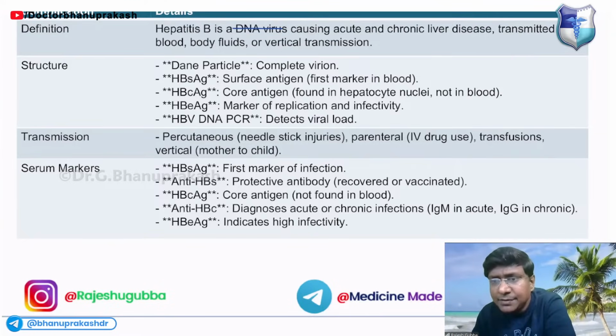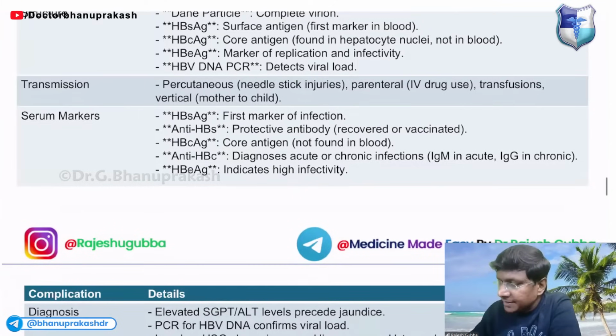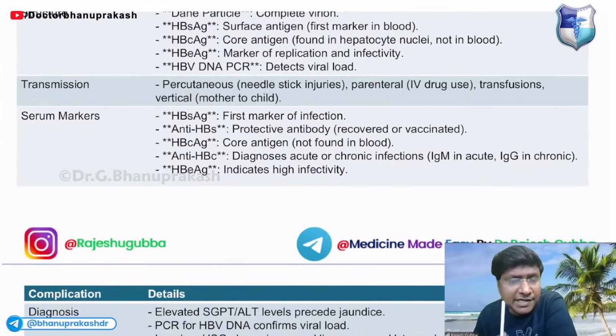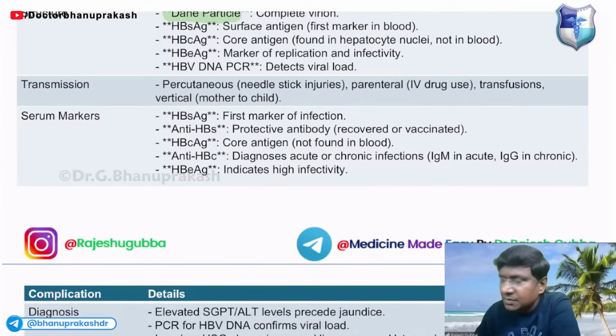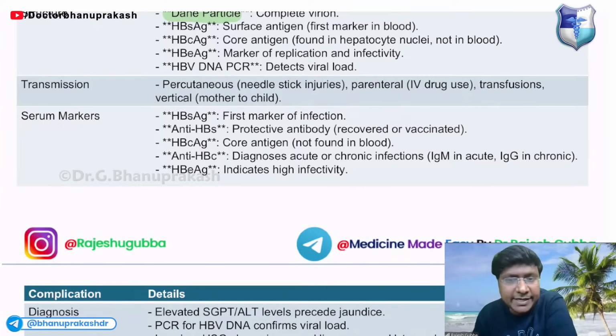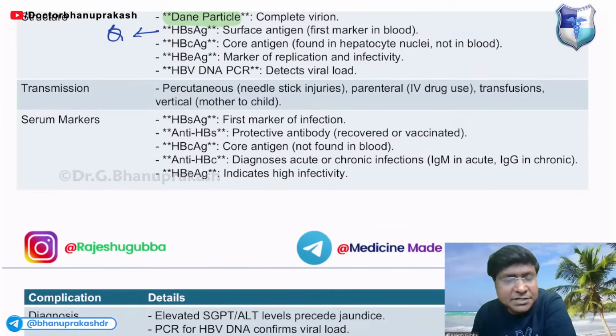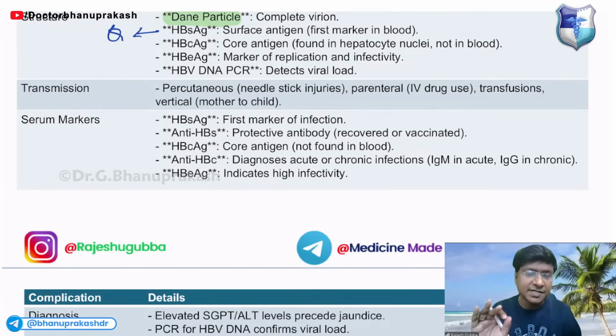Following that, you need to know one important terminology called the Dane particle. If you are able to visualize the complete virion of hepatitis B under the microscope, that is what is called the Dane particle. Now, this is a question: what is the serological marker that appears first in case of viral hepatitis? That is HBsAg. If questions are asked about viral hepatitis, the question will be on serology.